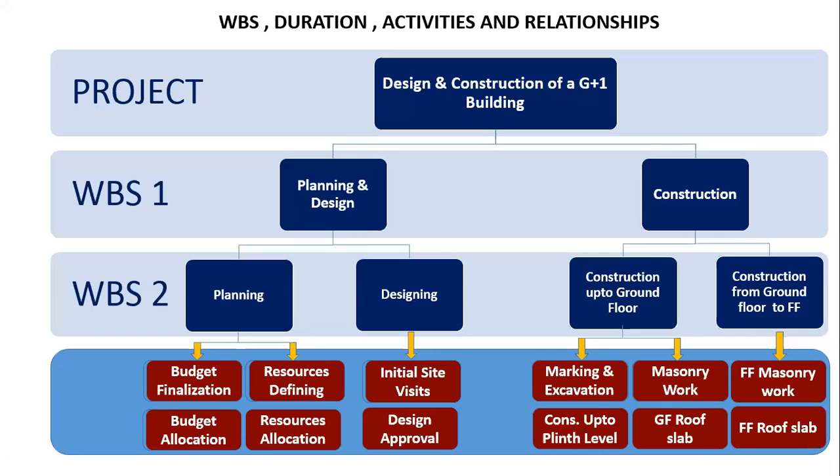Right? Then coming to the construction part, we have two things over here: construction up to ground floor, and construction from ground floor to first floor. These are the simple activities: marking and excavation, masonry work, construction up to plinth level, ground floor slab. Then construction from ground floor to first floor covers first floor masonry work and first floor roof slab. These are the basic activities that I have mentioned here.